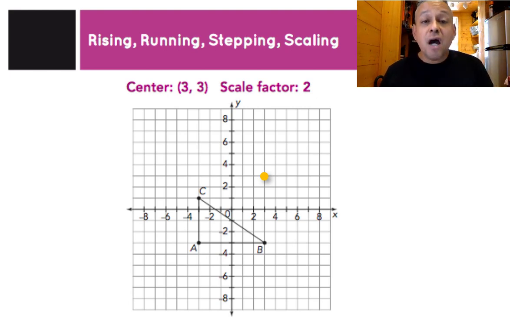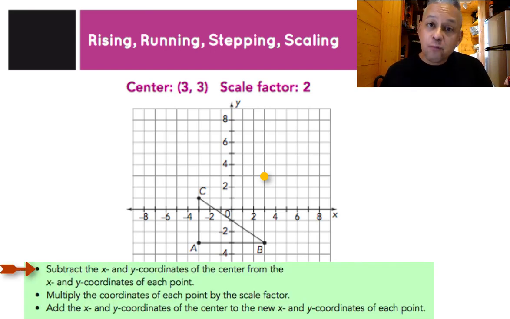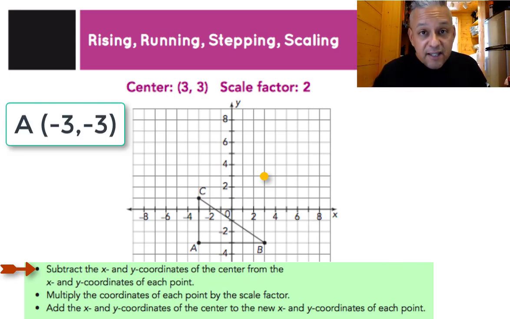So like I said, it's not going to be hard to be able to figure this out. We just have to take a couple of extra steps. So in order to determine the dilation of a figure not centered at the origin, you follow these steps here. The first thing we're going to do is subtract the x and y coordinates of the center from the x and y coordinates of the points. So let's start with point A. So point A is at (-3, -3). And our center of dilation is at (3, 3).